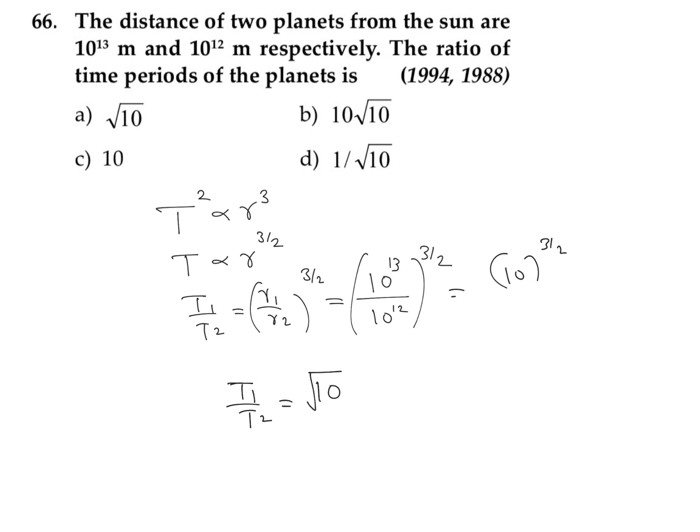This 10 raised to 3 by 2 can be written as nothing but root of 10 cubed, because 10 raised to 1 by 2 is root 10. So we can write it as root 10 into root 10 into root 10, which is nothing but 10 root 10.